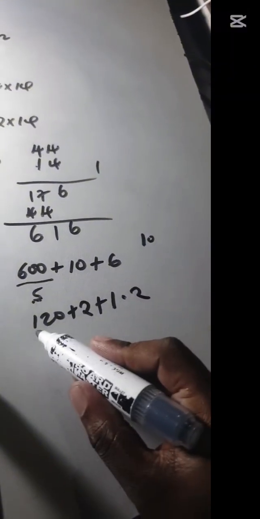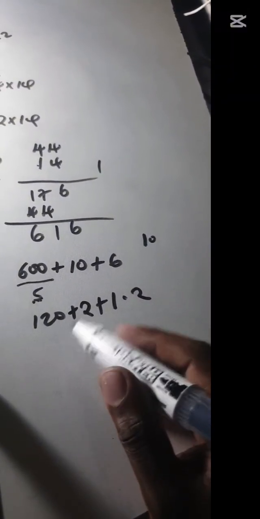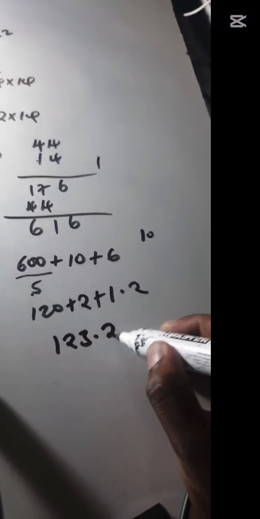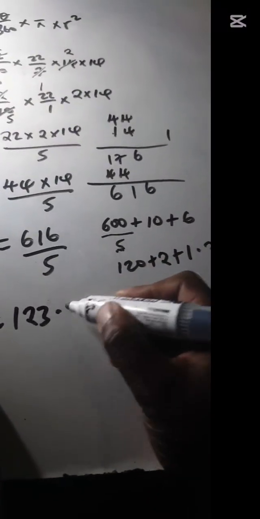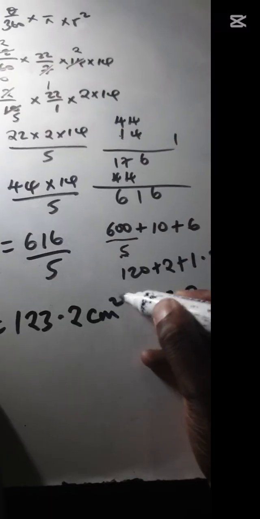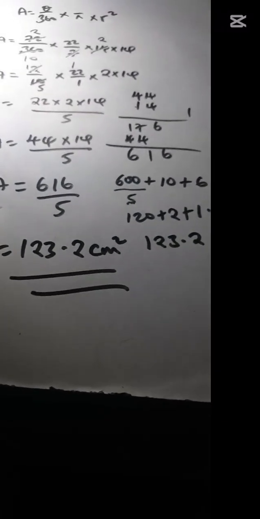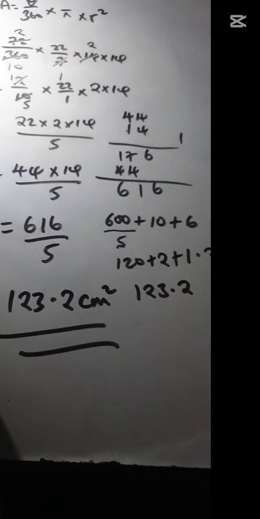So, we're going to have 120 plus 2 plus 1 is, we're going to get what? 3. Yeah? So, we have 123.2. All right, that's our area. So say area is equal to 123.2 square centimeter. Like that. So all this was just for us to know 5 into 616.